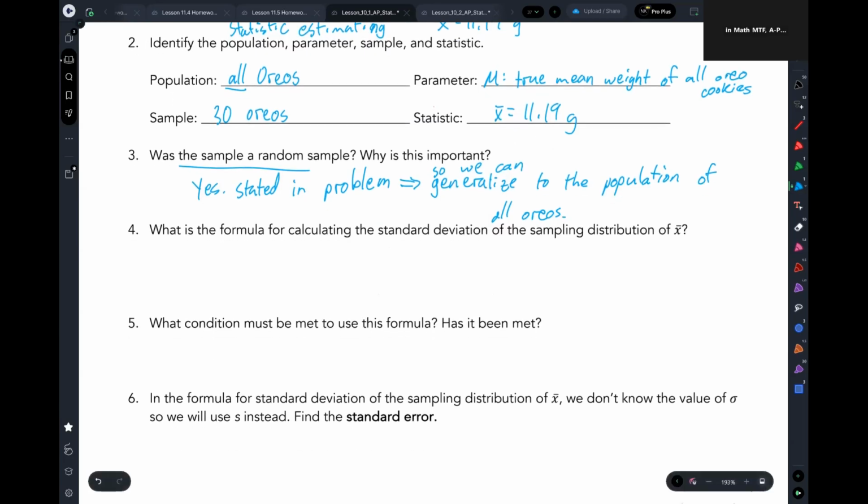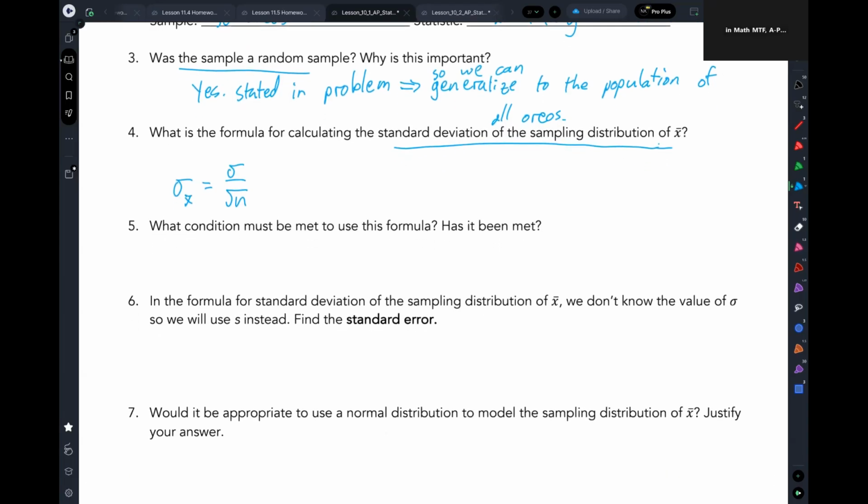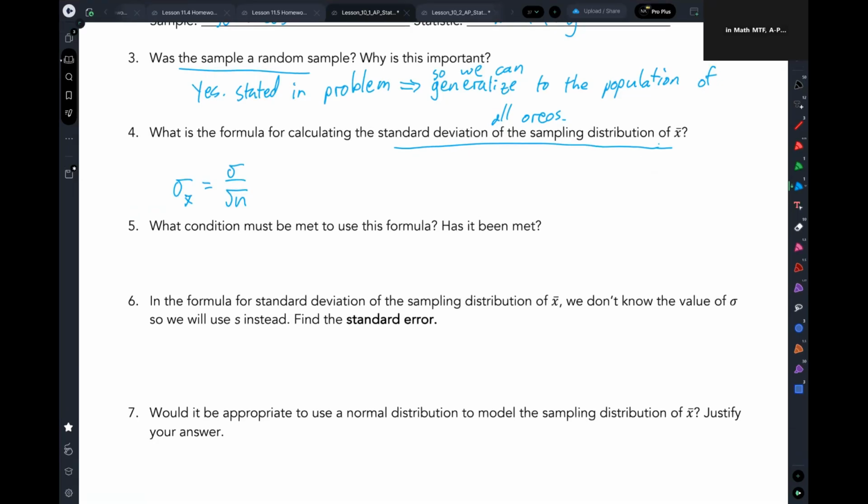What is the formula for calculating the standard deviation of the sampling distribution of x bar? Now, technically, and I should have noted this during class today, I let everyone use s sub x bar, but the standard deviation of the sampling distribution is still sigma sub x bar, sigma divided by root n. That is going to become an issue in a second, and I will point that out on the formula sheet. Let me find one and pull it up, and actually remember to change my share.